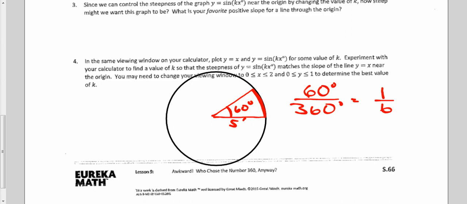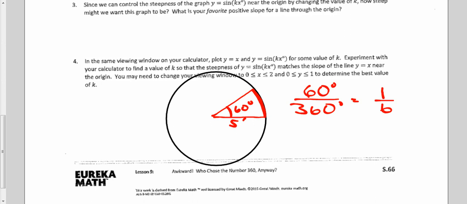Now, if I do a unit circle, what's the definition of my unit circle? What is the definition of my unit circle? What's the radius of my unit circle? Why is it 1, Zach? Makes my math easier, right?